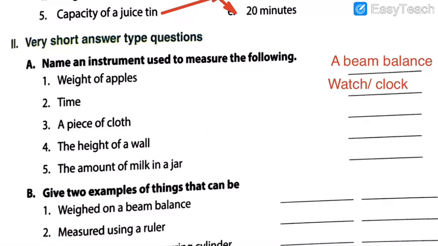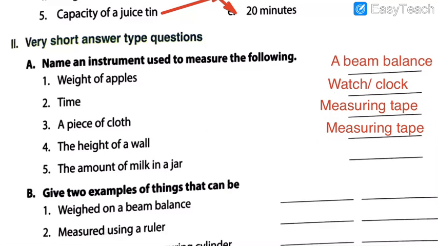Your time starts now. 1, 2, 3, 4, 5 and 6. The answer here is measuring tape. Measuring tape is correct for both. So I will write measuring tape here, the answer in both the answers.